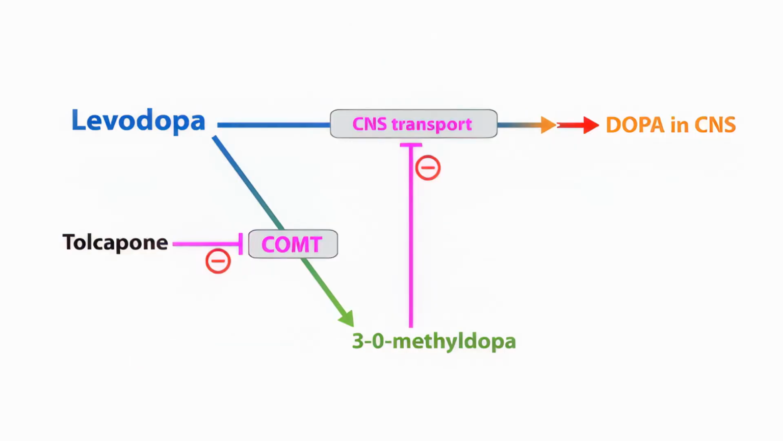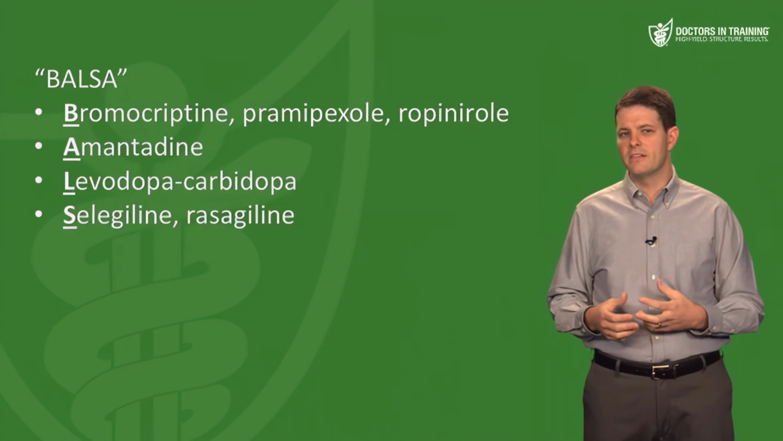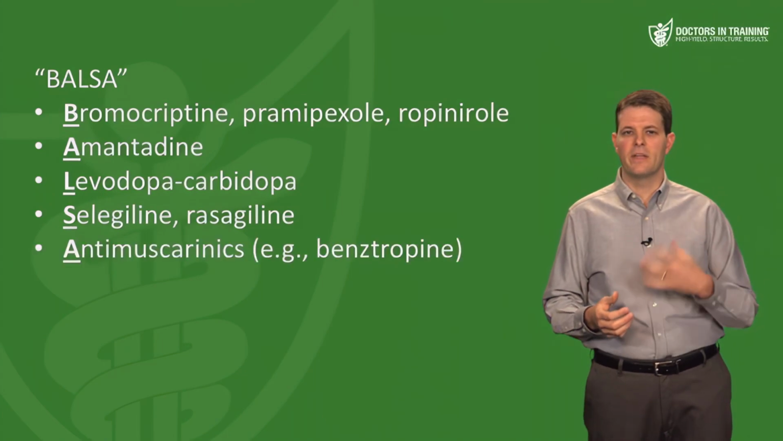Then the other enzyme that breaks down dopamine is called COMT, or catechol-O-methyltransferase, which converts levodopa to 3-O-methyldopa. And the drugs that inhibit COMT are entacapone and tolcapone, which always reminds me of the notorious tax evader Al Capone. Anyway, tolcapone and entacapone help keep levodopa around longer, kind of like carbidopa did. So it's becoming more and more common to use triple therapy of levodopa plus carbidopa plus entacapone. And then the last A in BALSA stands for antimuscarinics, such as benztropine.